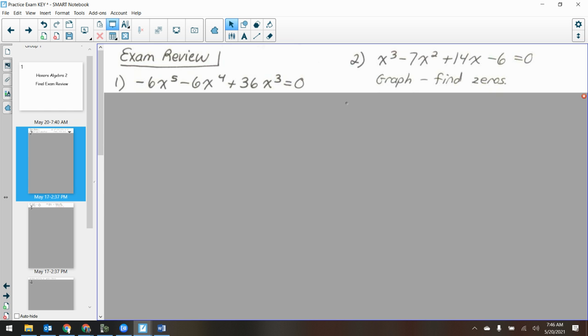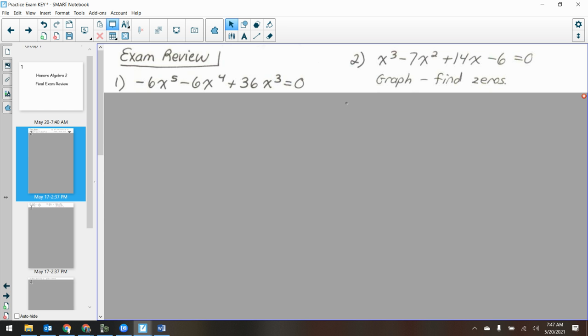Let's start here with numbers 1 and 2. And again, I'm just going to kind of go through these. It would be a good idea for you guys to have out your exam review as well as the work. Make any corrections that you need to, because again, if it's covered on the exam review, it'll be on the exam.